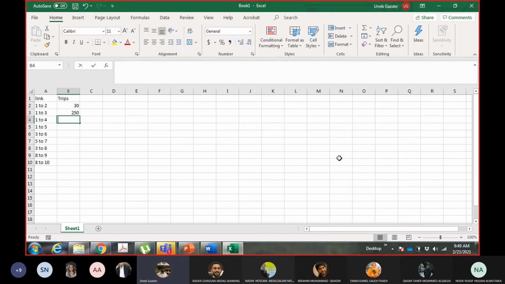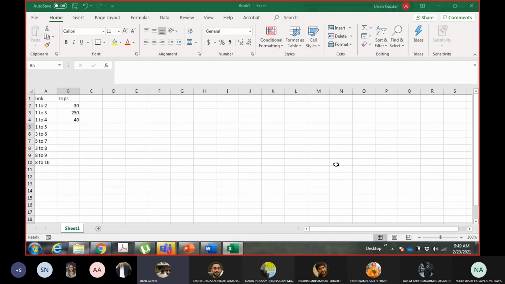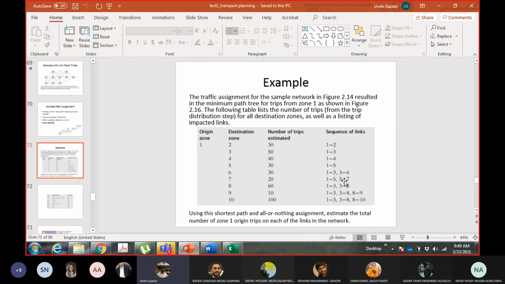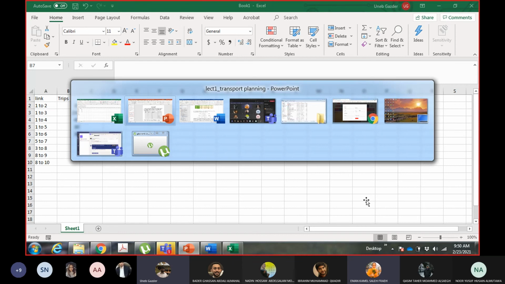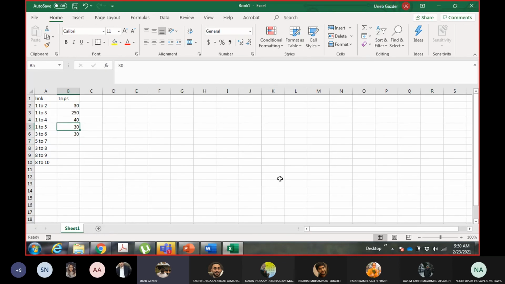Then 1 to 4, this one only 40, only appearing once. Then 1 to 5, is it appearing again? No. So 1 to 5 is 30. Then 3 to 6, we have 30 from here and nothing else, right? We have 1 to 5 twice. Sorry, 1 to 7. Okay, sorry, 30 here and 20 here. So 50.